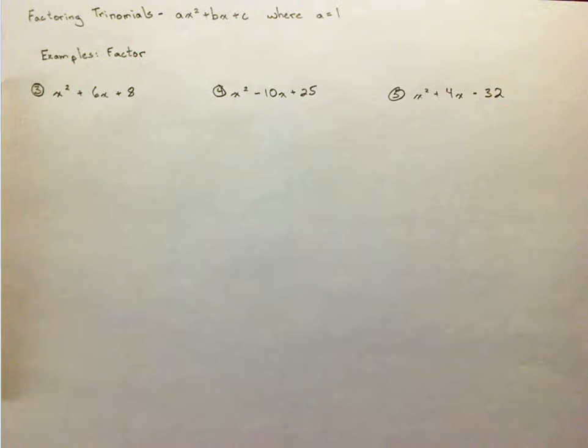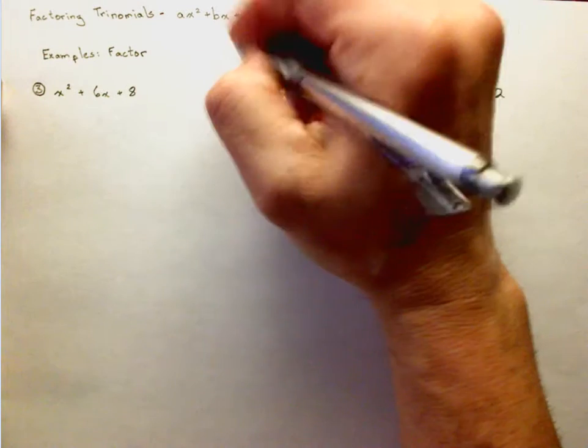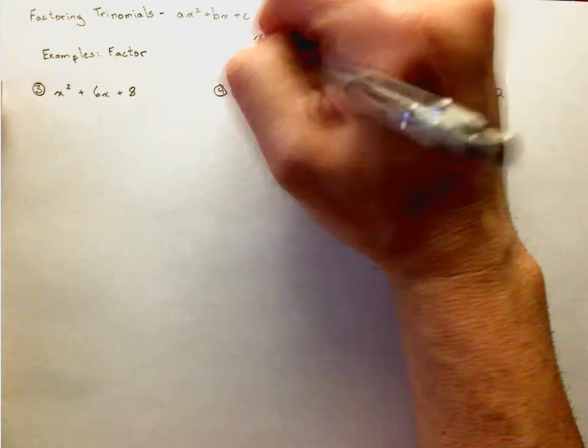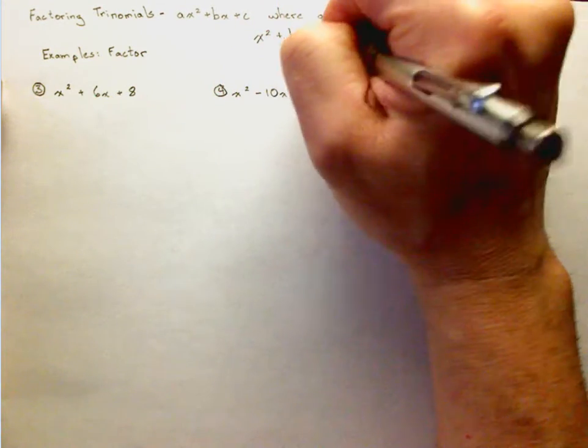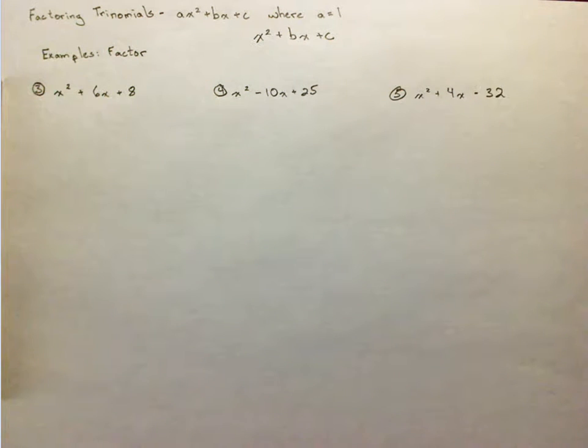Hey guys, we're going to look at some examples of factoring trinomials, ax squared plus bx plus c, where a equals 1, leaving us with simply x squared plus bx plus c. So I have three examples here, and what I would like for you to do is pause the video, work them, and let's see if we end up with the same answers.